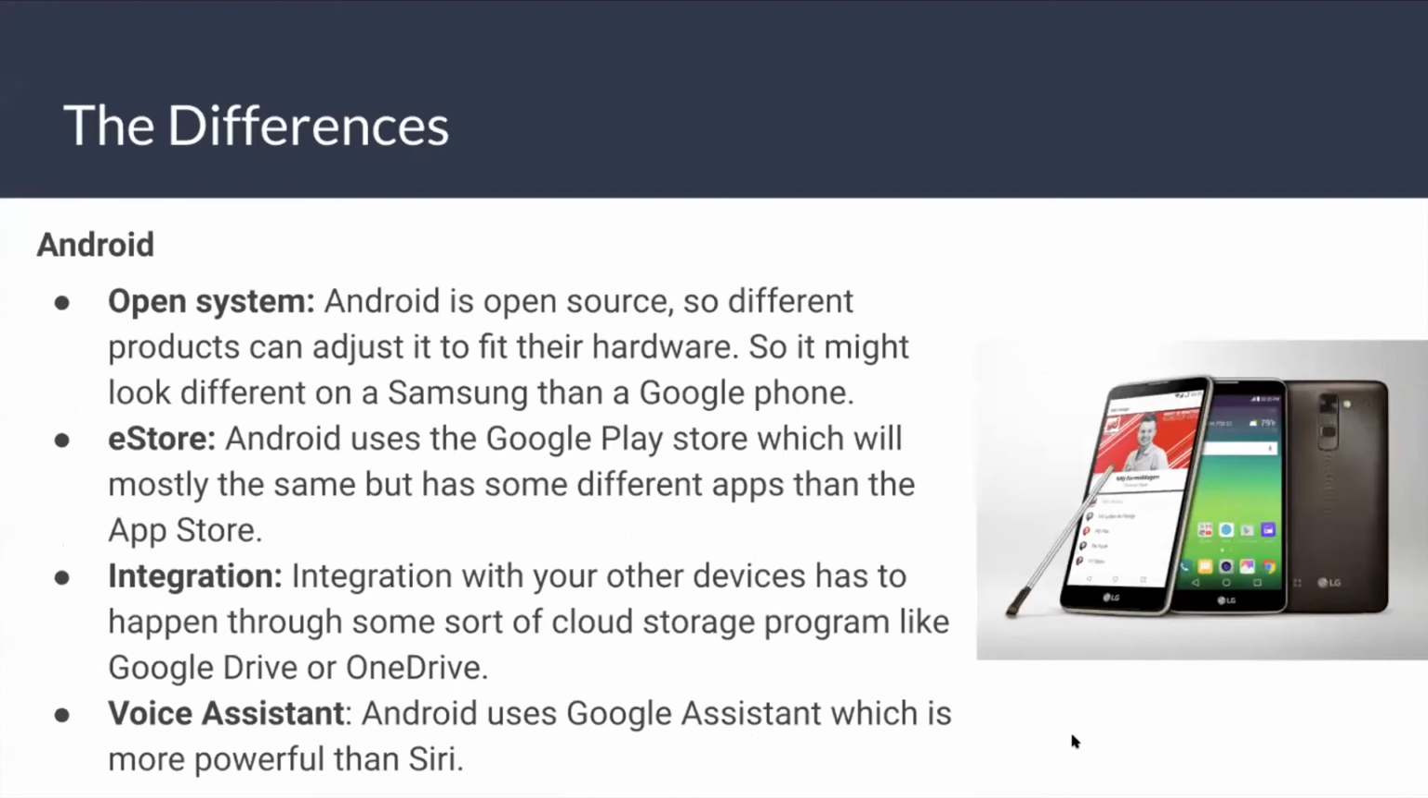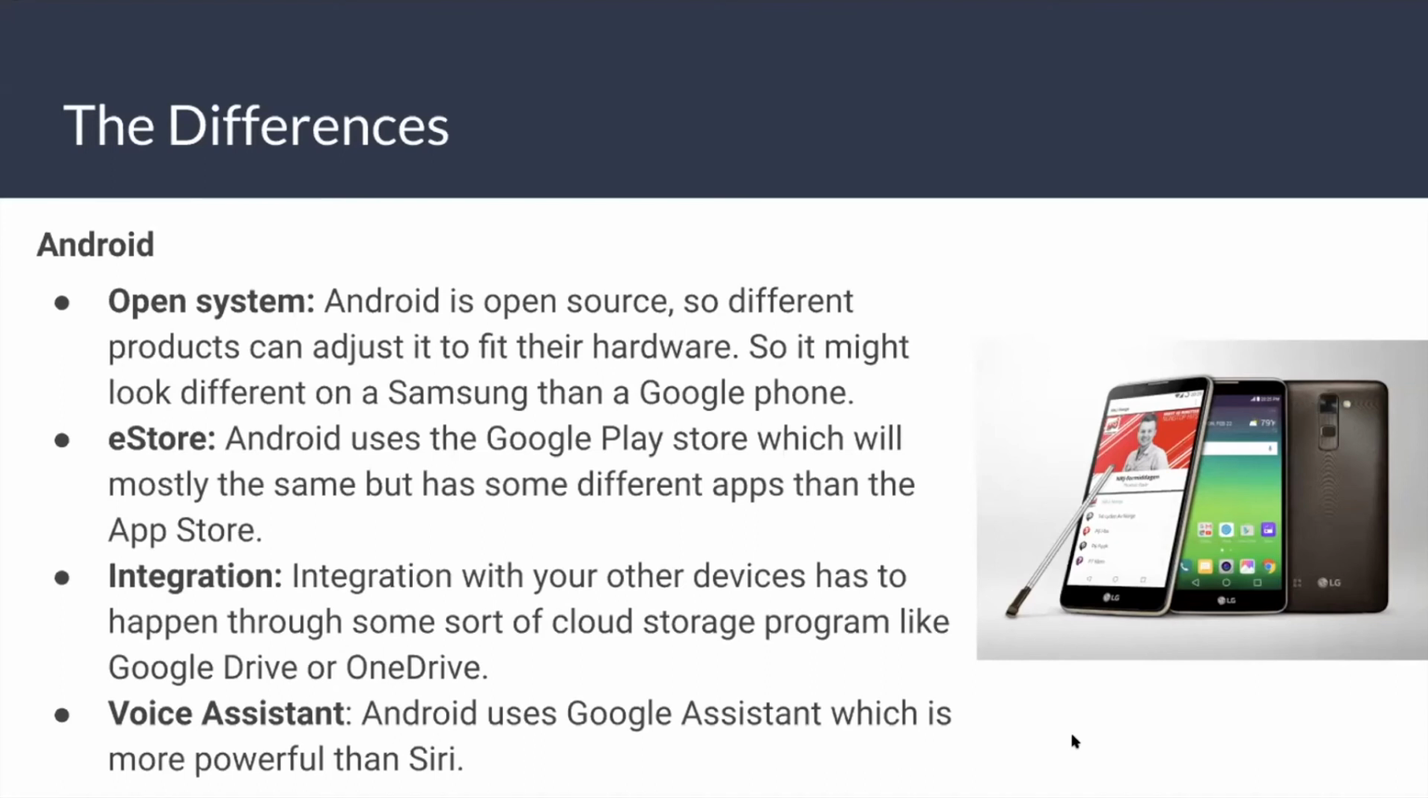Next, for Androids, it has an open system, meaning that Android is open source and different products can adjust it to fit their hardware, and it may look different on a Samsung than a Google phone, for example. For its eStore, Android uses the Google Play Store, which will mostly be the same, though it has some different apps than the App Store does on Apple devices.